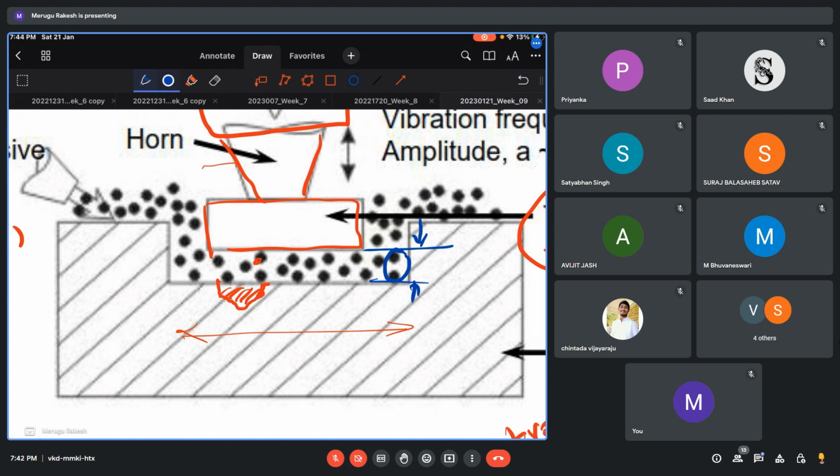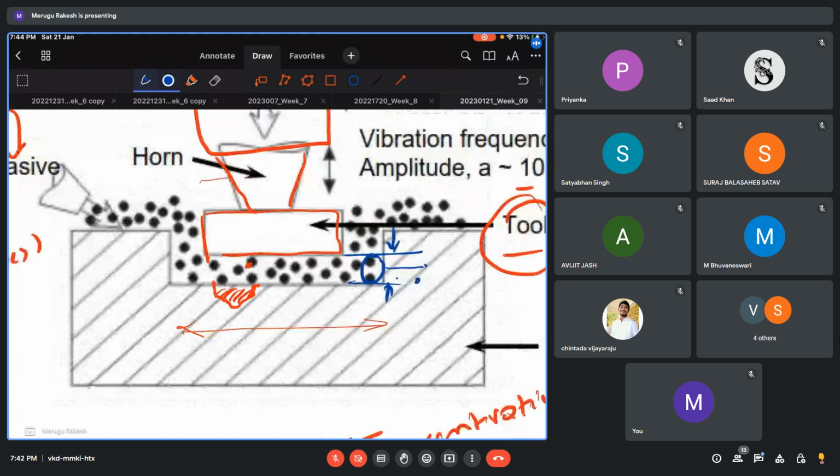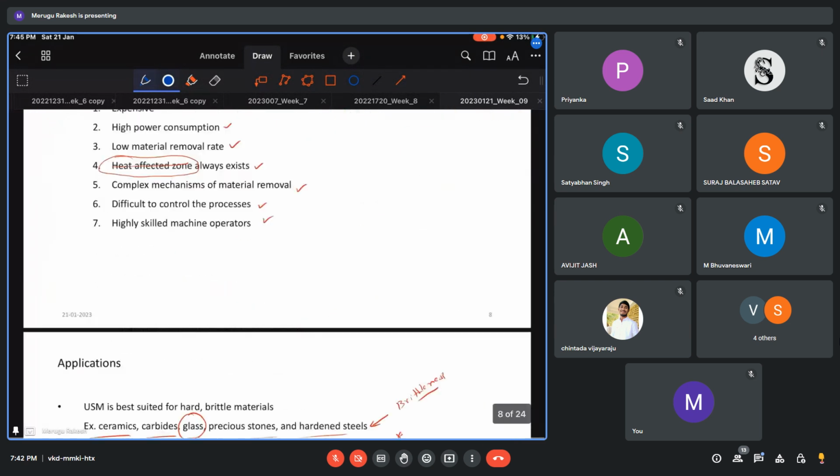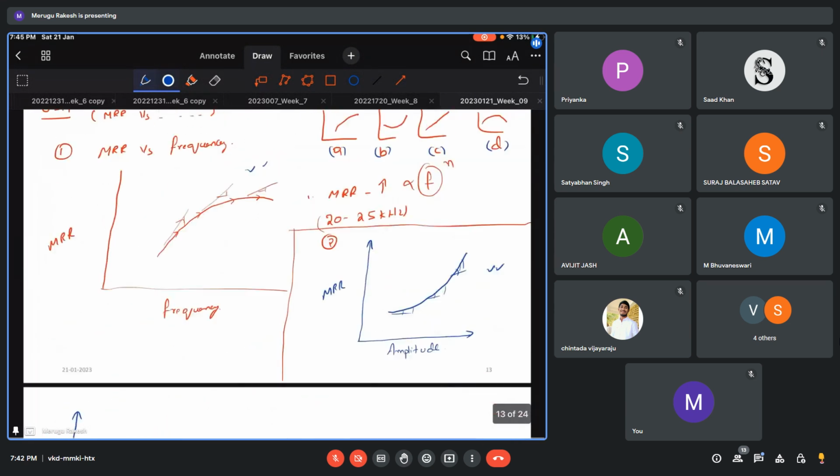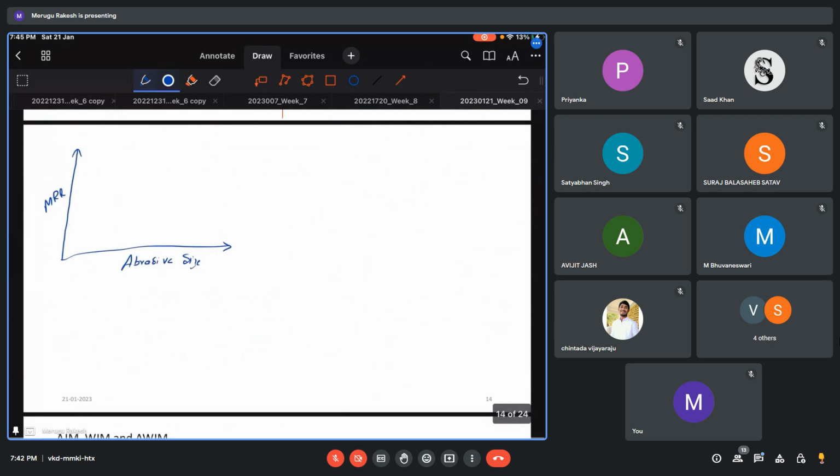But initially, as you said, there is a limit to which this impact will increase. Initially, with the smaller size or bigger size, there will be a limit crossing which the MRR will decrease. So in which case, option D will be the correct one. Initially, it will increase, and then it will decrease.